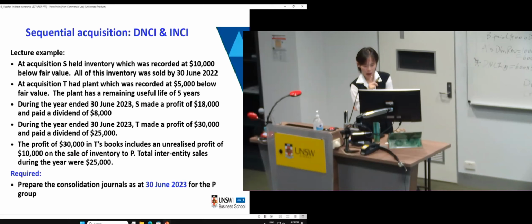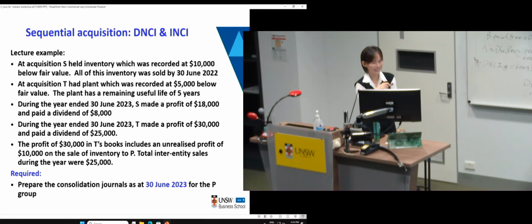Do we need RSA entries on 30 June 23? Do you need to prepare any RSA entry for this item on 30 June 23? Yes or no? Do we need to prepare an RSA entry of this inventory on the consolidation worksheet on 30 June 23? Yes or no?